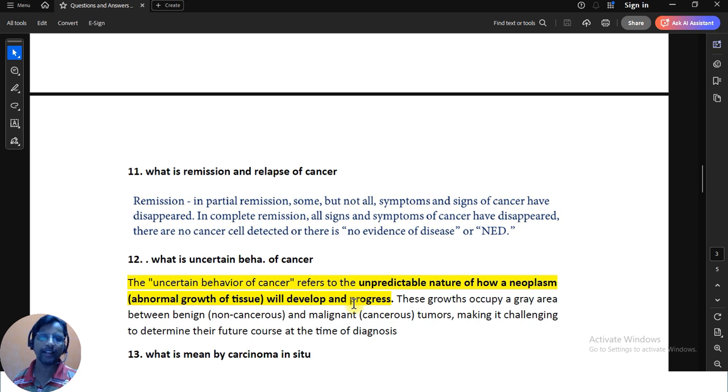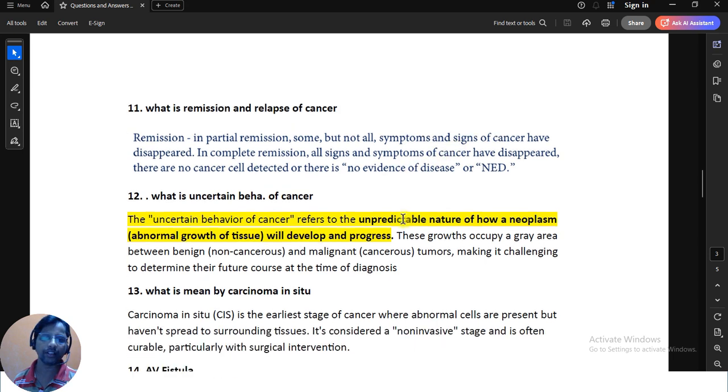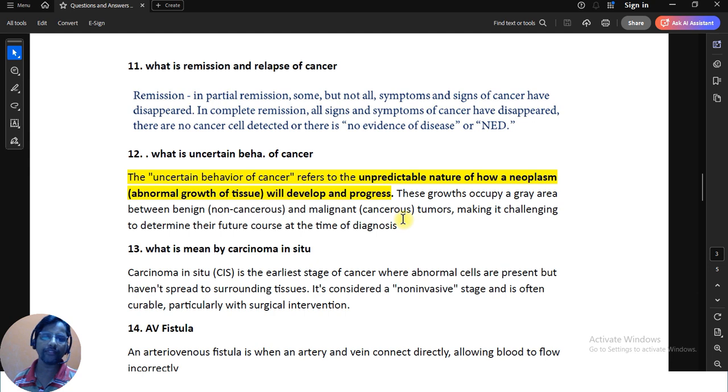So remission means in partial remission, some but not all symptoms and signs of cancer have disappeared. In complete remission, all signs and symptoms of cancer have disappeared. There are no other cells detected, or there is no evidence of disease, or NED. Okay. In remission, we are having partial remission and complete remission. So partial remission, only a few symptoms and signs disappeared, not complete.